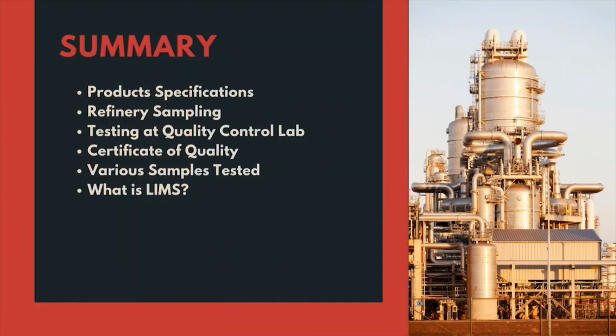So, what have we learned today? In summary, we tried to understand the vital activity performed by the quality control lab inside a petroleum refinery. We tried to know about the products and their specifications, how the sampling is done, and the different functionality of the quality control lab. We also tried to understand the certificate of quality, the various samples tested, and had a quick note on the laboratory information management system. With that, we conclude today's episode on quality control inside petroleum refining.